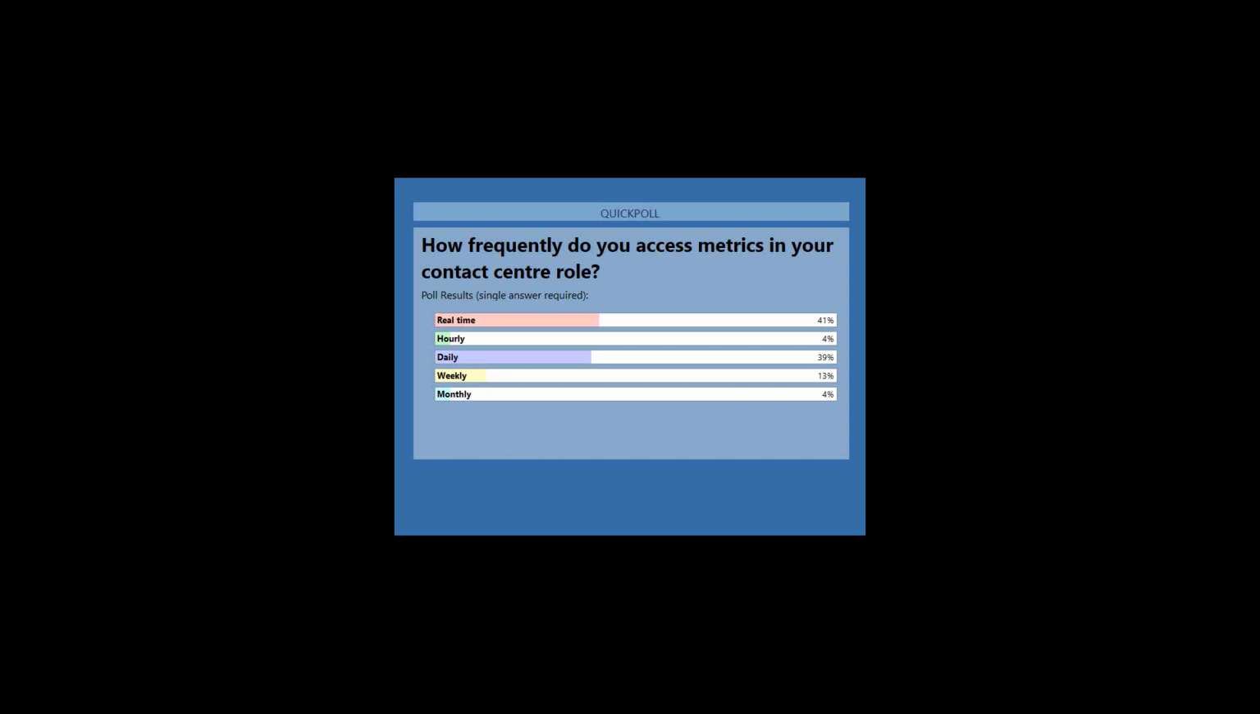Yeah, that's certainly encouraging that a number of the people attending today are using metrics in real time. I suspect that is because they're in operational roles, and for daily performance reporting there may well be some constraints around how those organisations are able to provide the information, and I think that's something that Mike will be touching on later on.